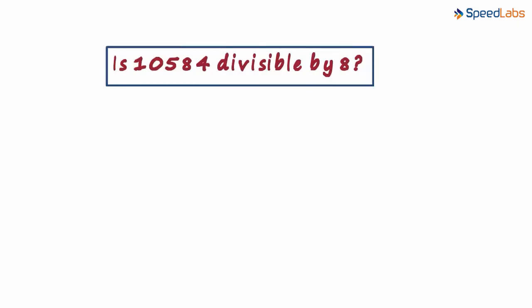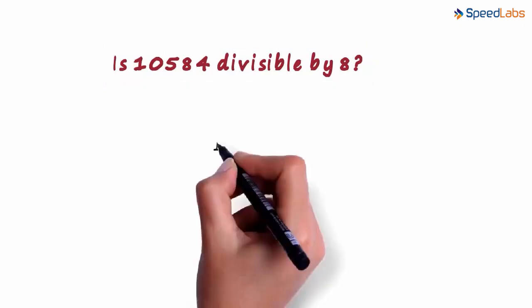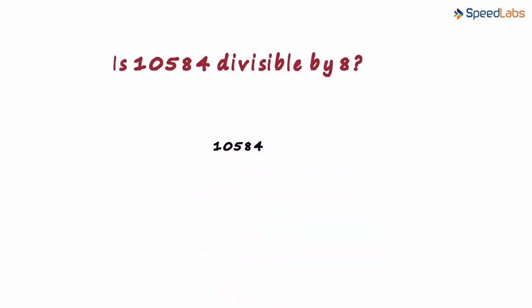Is 10,584 divisible by 8? To know the answer, we divide 10,584 by 8. If we get the remainder as 0, we know that 10,584 is divisible by 8. If it's a non-zero, it's not divisible by 8.